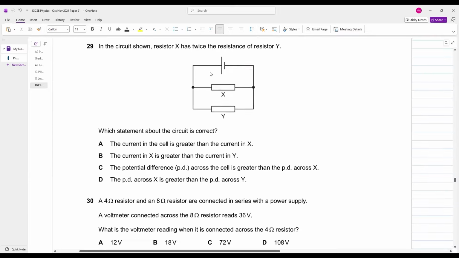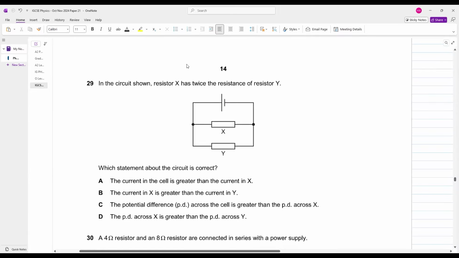Diode भी सही बना हुआ है, fixed resistor भी सही बना हुआ है. I don't think I need to explain that much. In the circuit shown, resistor X has twice the resistance of Y. चलो तो resistance X जो है हमने 2R कर दी, इसको हमने R कर दिया. Perfect. Which statement about the circuit is correct?